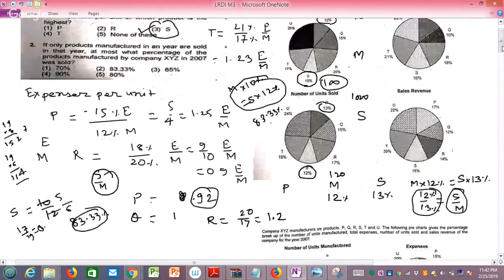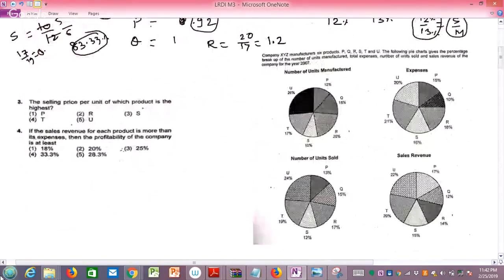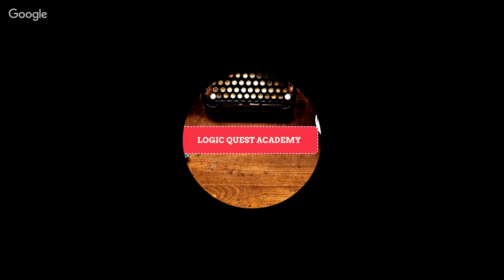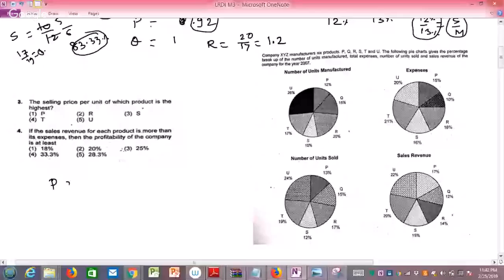The selling price per unit of which product is the highest. So here you have to see selling price. Selling price will be defined as sales revenue and number of units sold. So sales revenue and number of units sold. For P it will be how much? 17 divided by 13. How much is it coming out? So 1.3, something.